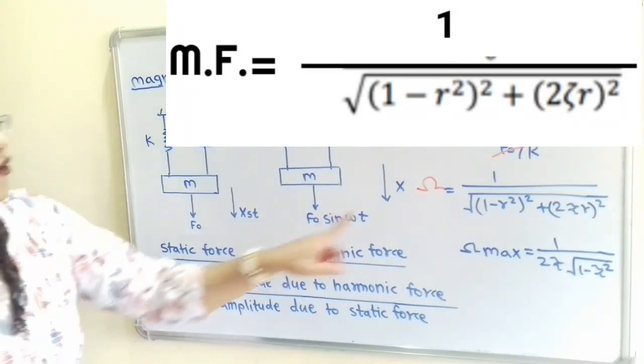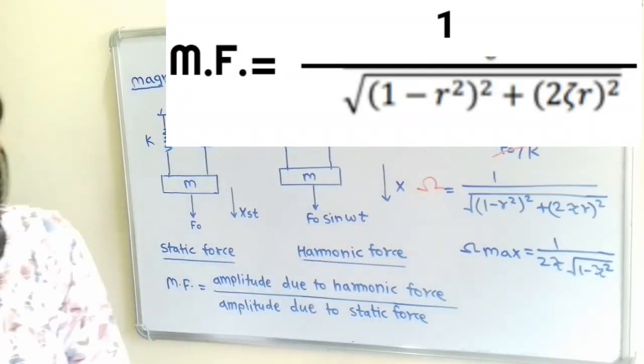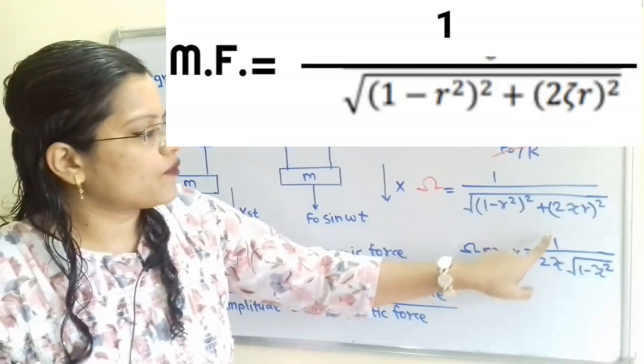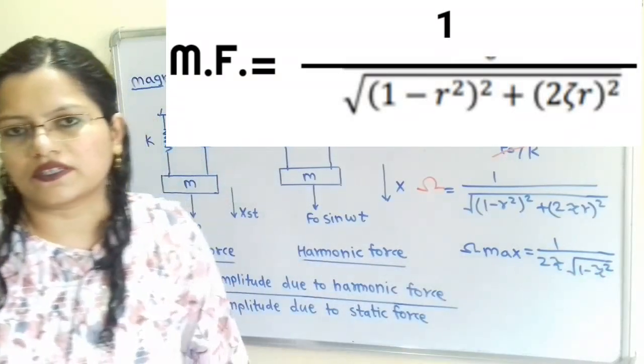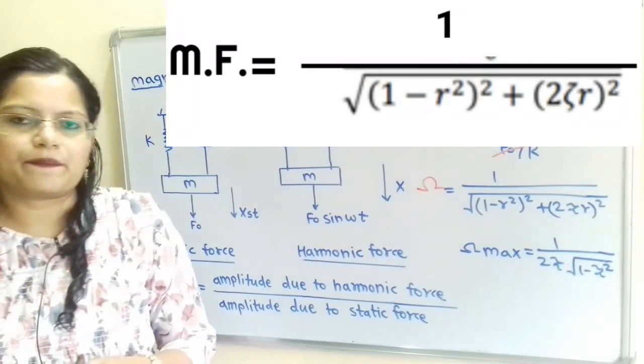Now how to find out the maximum magnification factor? It is equal to 1 divided by 2 zeta under root of 1 minus zeta square, where zeta is the damping factor.